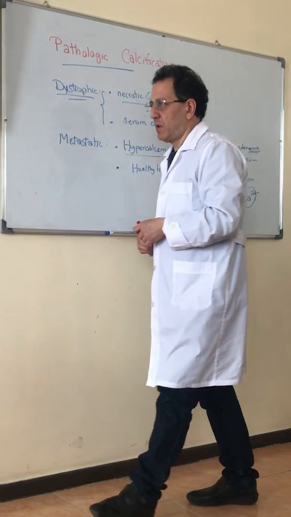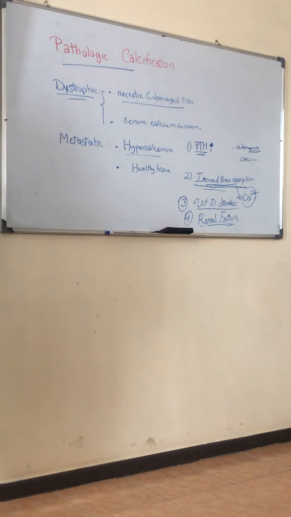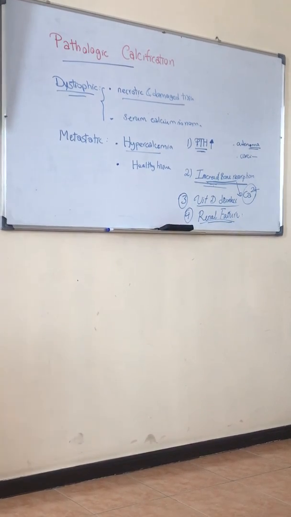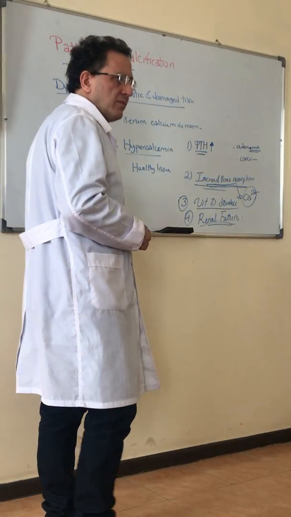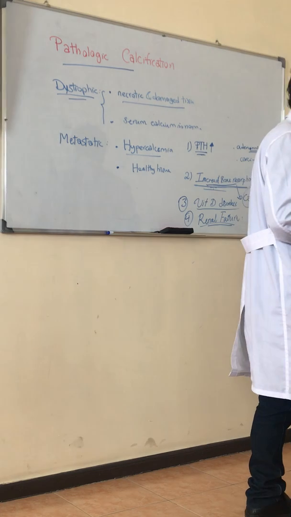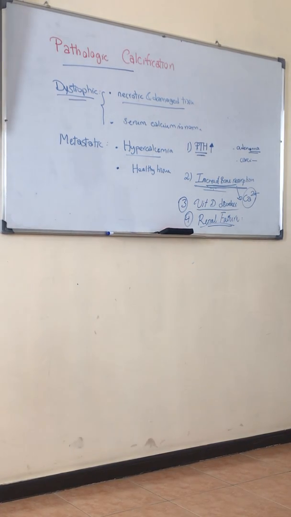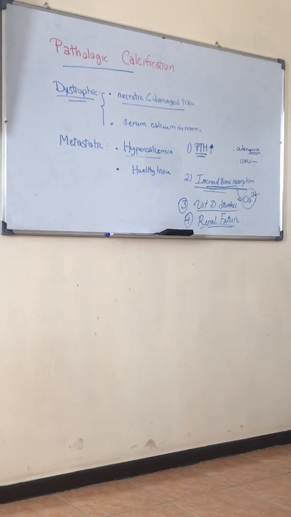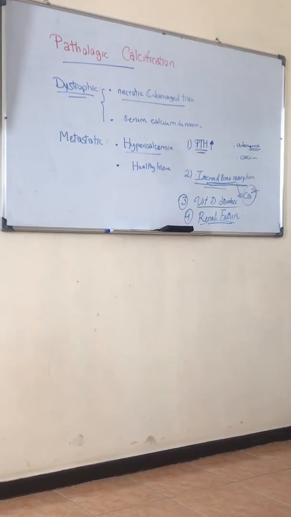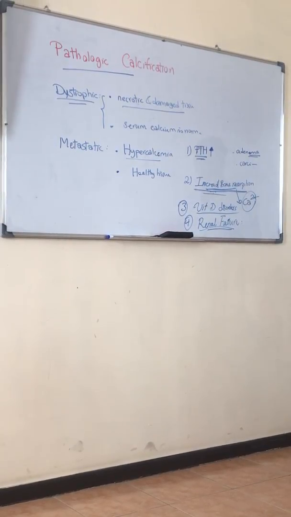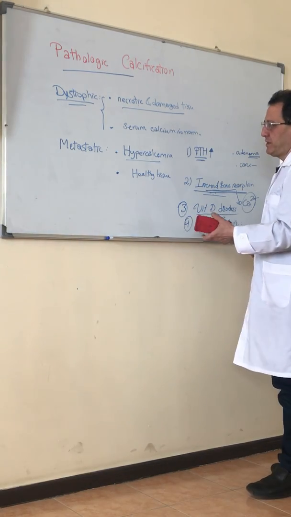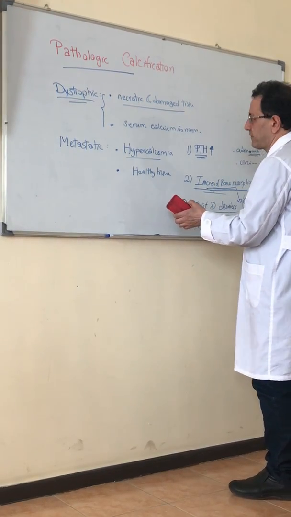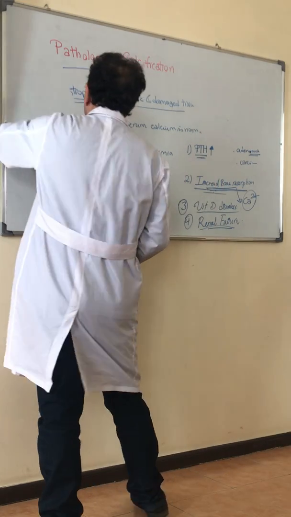There are also some other causes that can cause hypercalcemia, such as increased calcium consumption. Also, aluminum in some drugs can cause hypercalcemia, and that is used, for example, in antacids for lowering gastric acidity. So these can be causes of hypercalcemia.